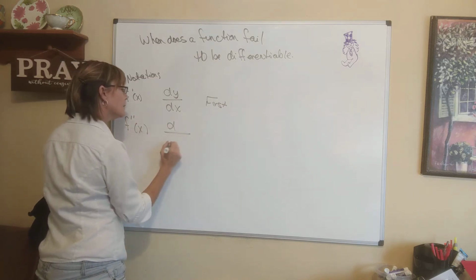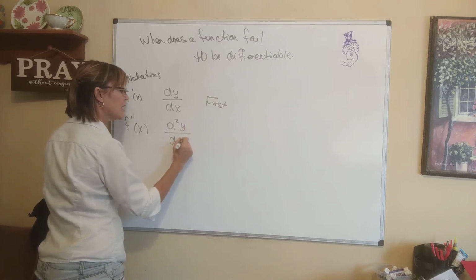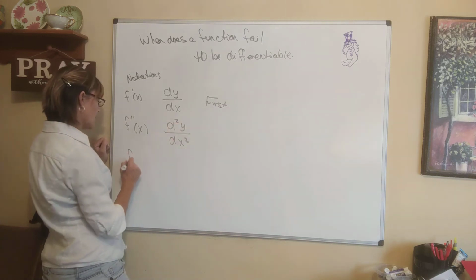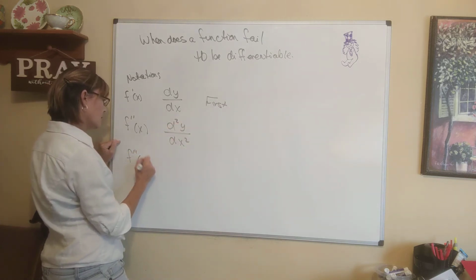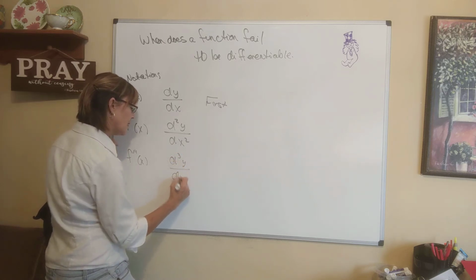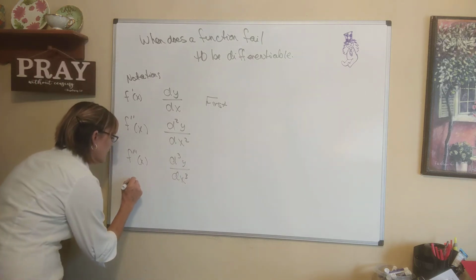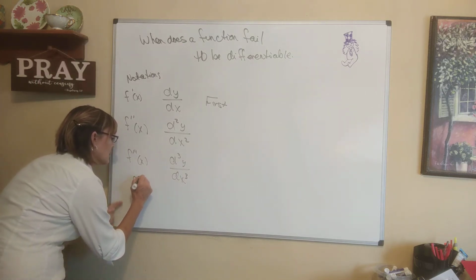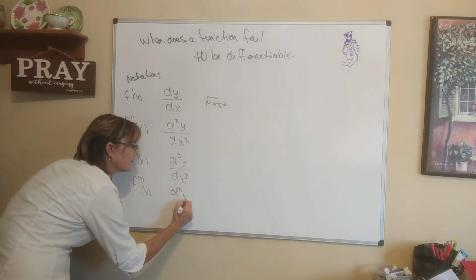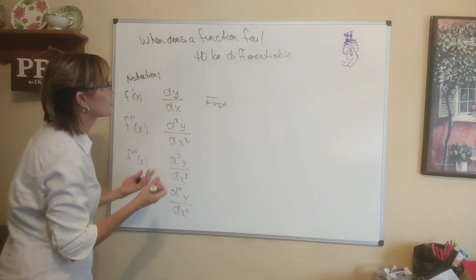How would you write it in Leibniz notation? It would be d2y over dx2, the second derivative of y with respect to x. The third derivative, d3y over dx3. And what if you just kept going down the line? What do you have? The nth derivative, f^(n) of x. That would be d^n y over dx^n. You can keep taking more and more derivatives.